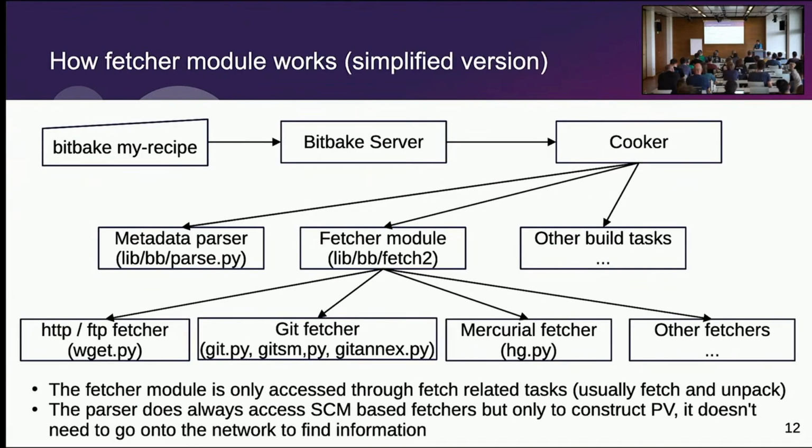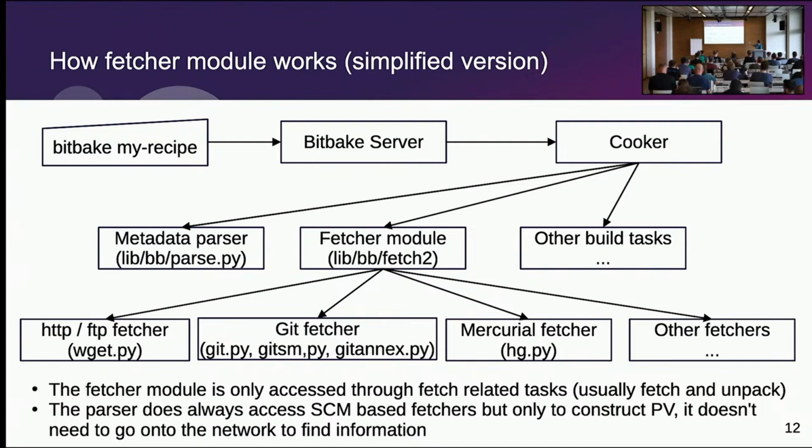All right, so how does it work behind the scenes? When you call bitbake and some recipe, then BitBake starts the server, and the server has a component called cooker, which in turn calls the parser. So that's a parsing stage, basically. All the recipes are being parsed in order to know the revision and the version of each recipe. So the parser checks the fetcher modules which are used in each recipe and combines that to construct the PV, the version which is used.